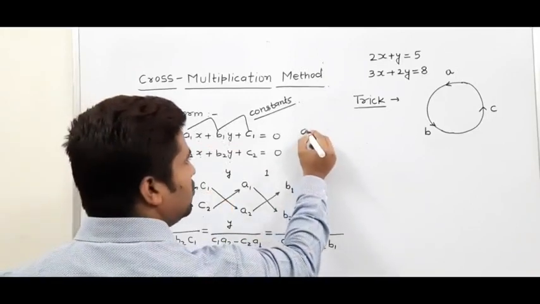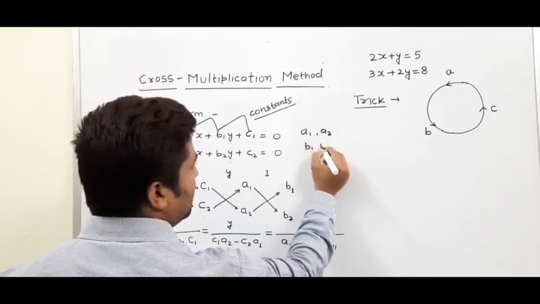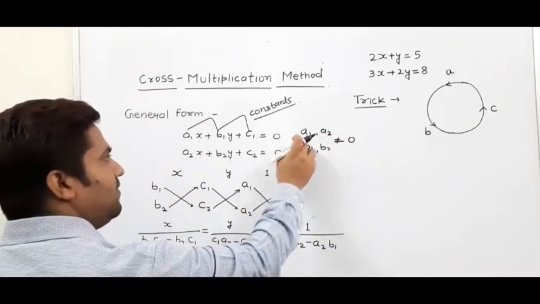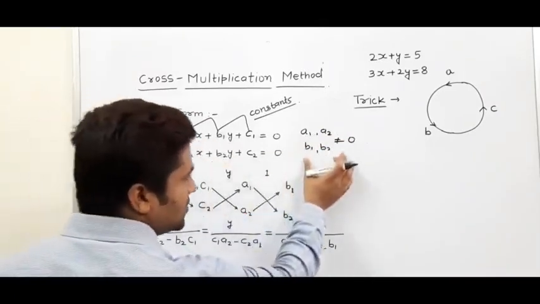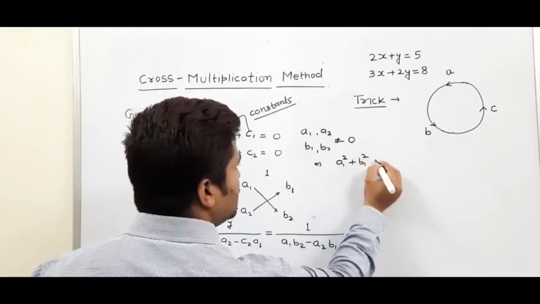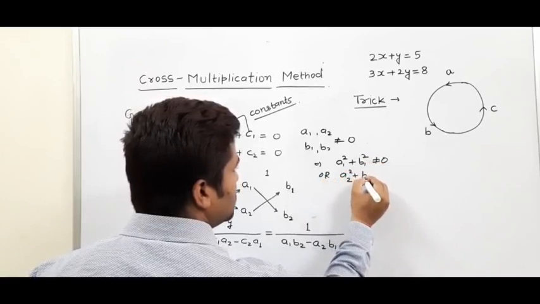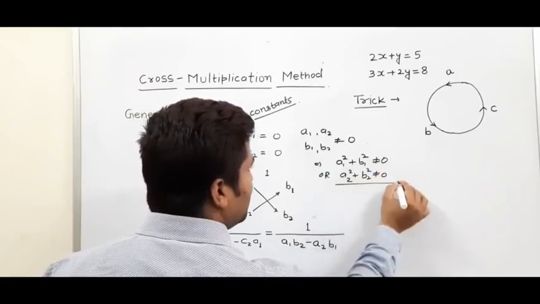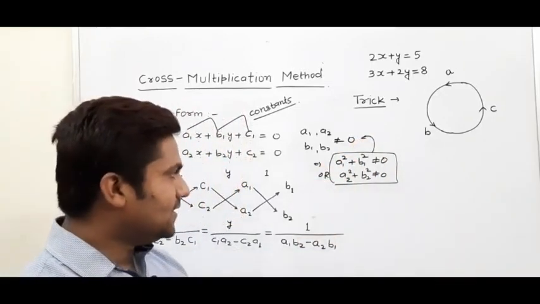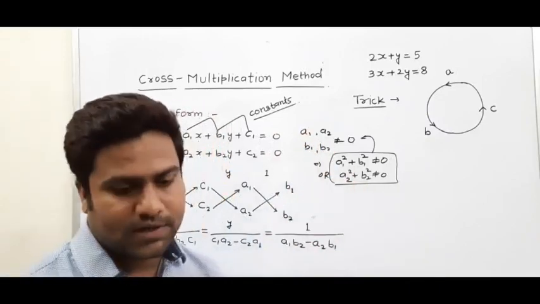Also, it is very important to know that a1, a2, b1 and b2, these four values should not be equal to 0. We have also seen many times that a1 square plus b1 square should not be equal to 0, or a2 square plus b2 square should not be equal to 0. The meaning of this is very simple: it indicates that the values of a1, a2 and b1, b2 should not be equal to 0.